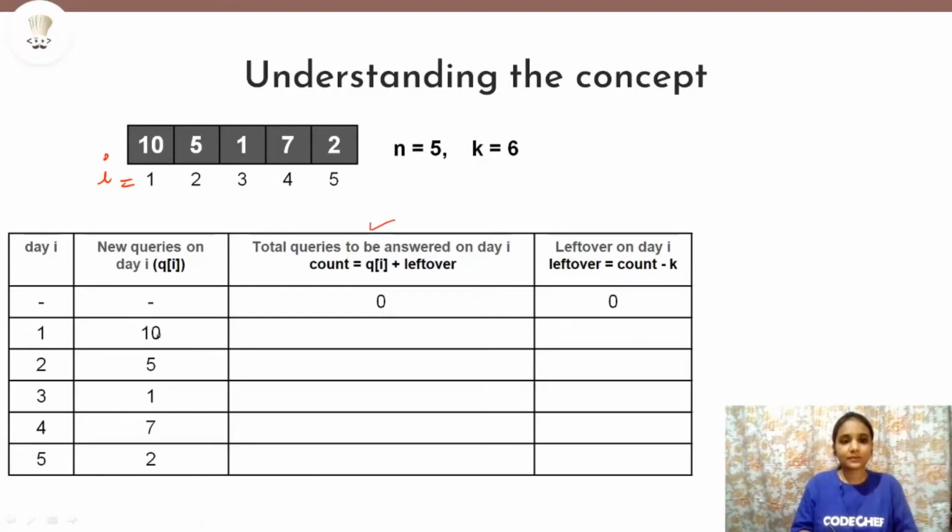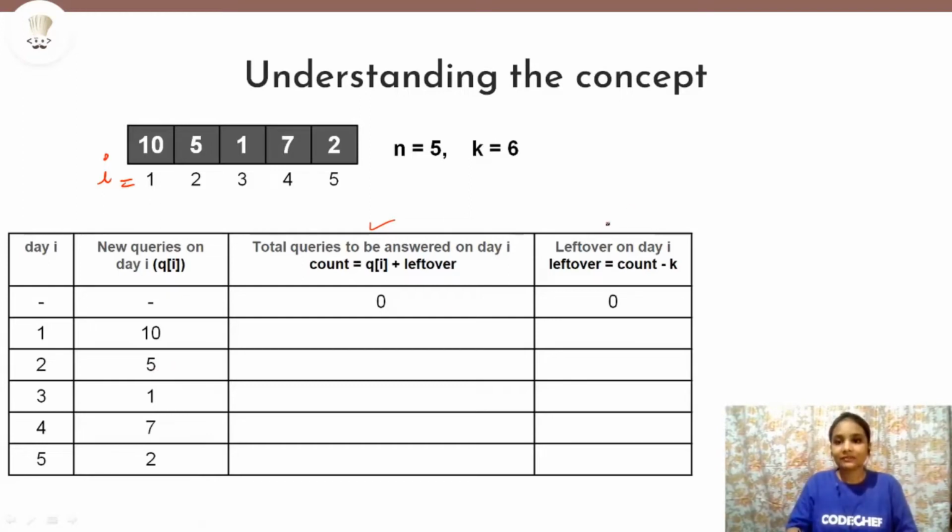So if suppose on the first day, chef can only answer 6 queries and out of 10, 4 will be left. So they will get accumulated on the next day, that is on day 2. And on day 2, chef will have a total of 5 plus 4, 9 queries to answer. That is how this question goes.